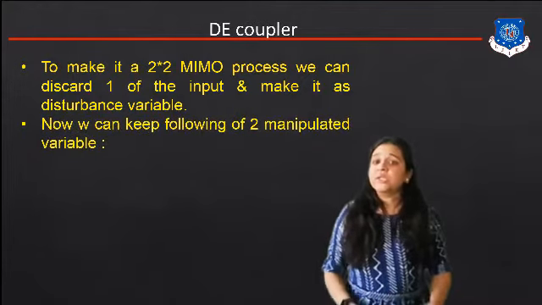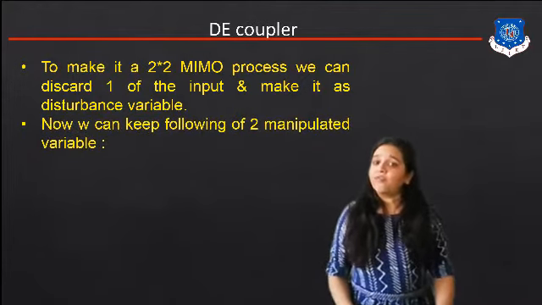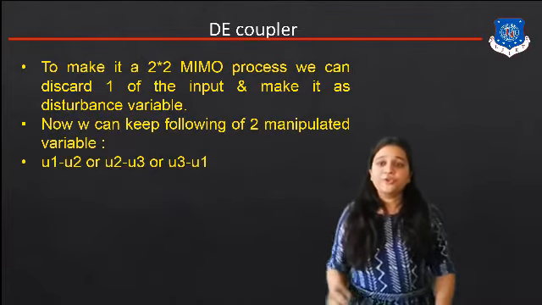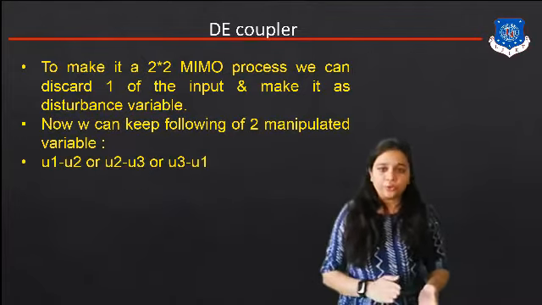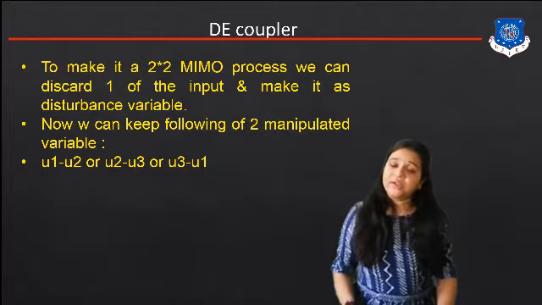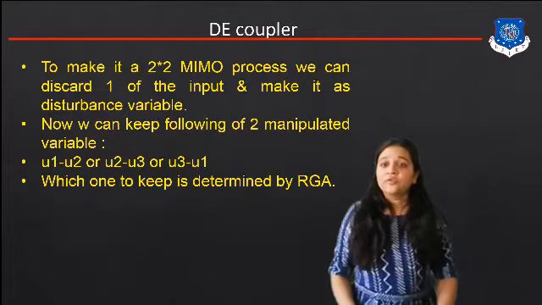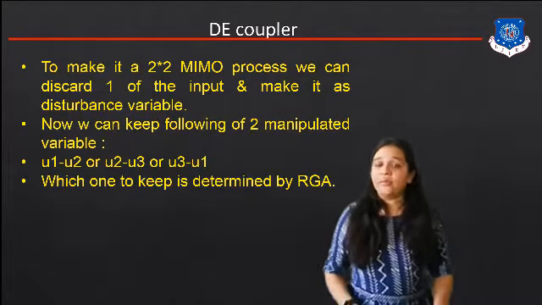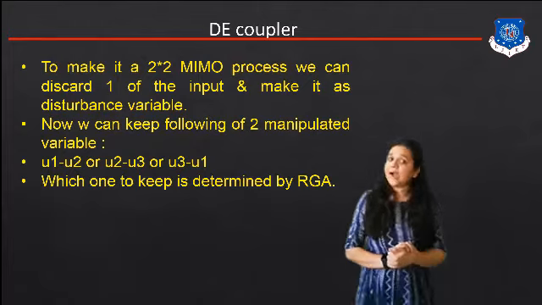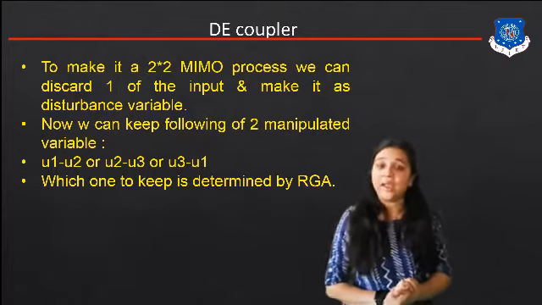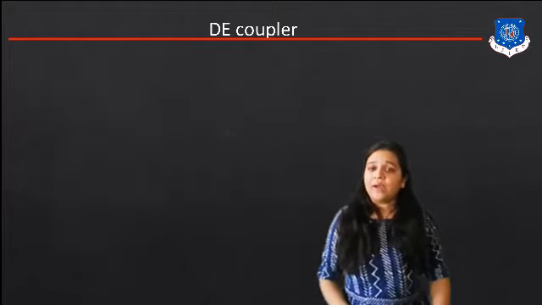Suppose we keep the following pairs of manipulated variables: u1 minus u2, or u2 minus u3, or u3 minus u1. There are some possibilities to discard one input. Which one to discard is determined by RGA. What is the RGA that we studied in the last session? Relative gain array. So we can determine it by the RGA.